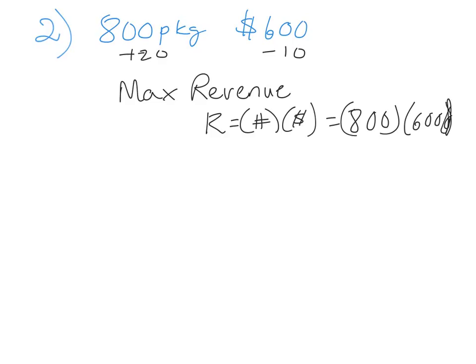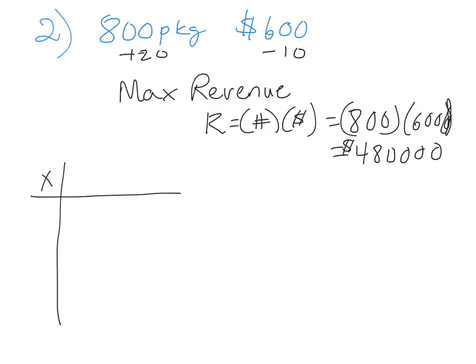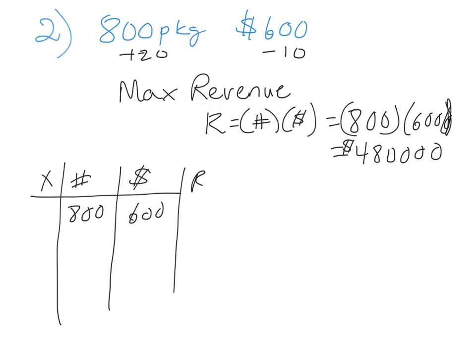Times 600. So initially we have $480,000 in revenue. Now, I've suggested that if you want, make a table to figure out what the equation is going to be. So we start off selling 800 packages at $600, and we find that we multiply those to get our revenue, $480,000.